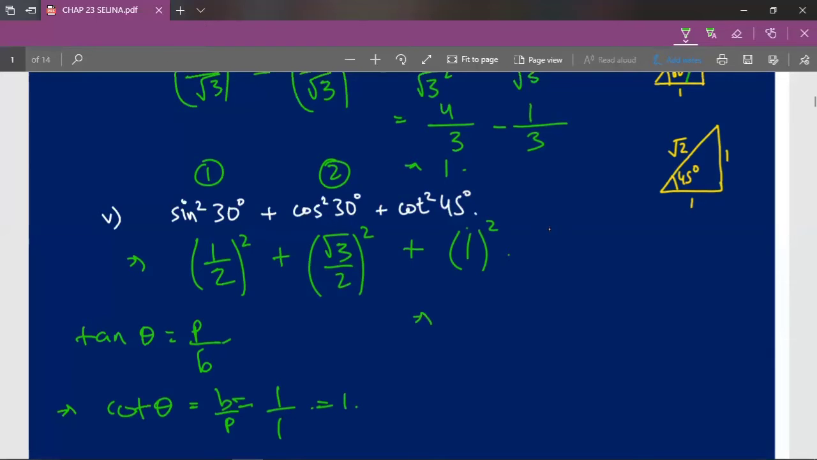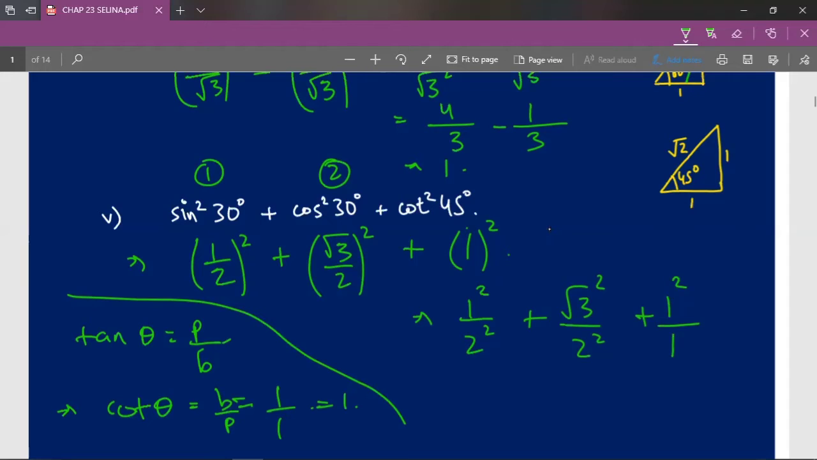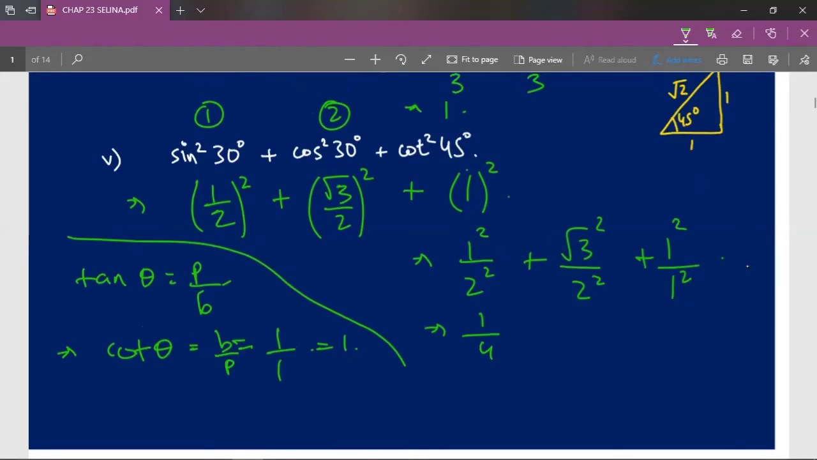Now I'll further calculate it. 1 upon 2 whole square can be written as 1 square upon 2 square, plus root 3 upon 2 whole square, which can be written as root 3 square upon 2 square, plus 1 whole square, which can be written as 1 square upon 1 square. So 1 square will be 1. 2 square will be 2 into 2, that is 4, plus root 3 into root 3, which will be equal to 3, upon 2 into 2, which will be 4, plus 1 square, that will be 1 upon 1.